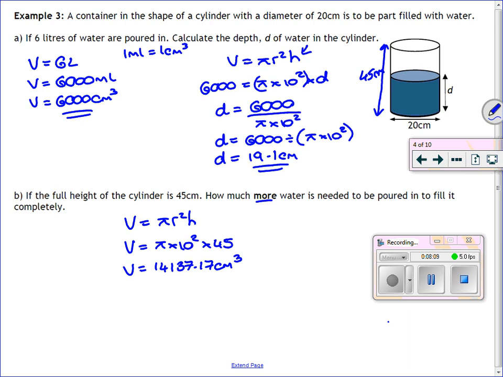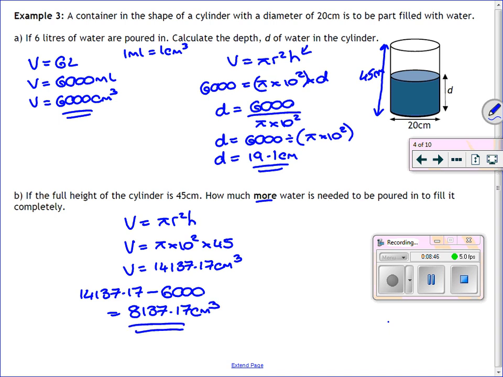What we're now being asked to do is we want to work out how much more water is needed to be put in. Well, if 6,000 cubic centimetres is already in, to work out the difference, all we need to do is work out 14,137.17, take away 6,000. So that's going to give me 8,137.17 cubic centimetres.